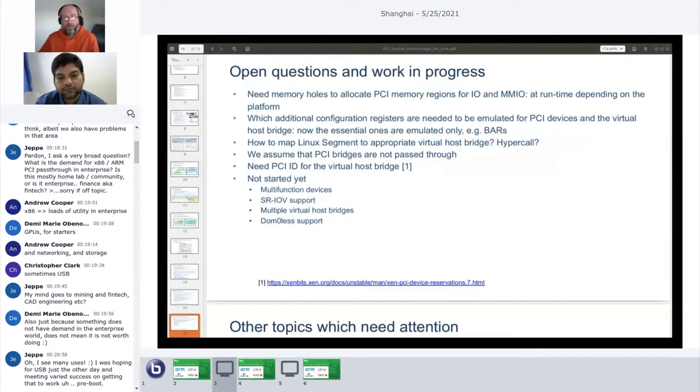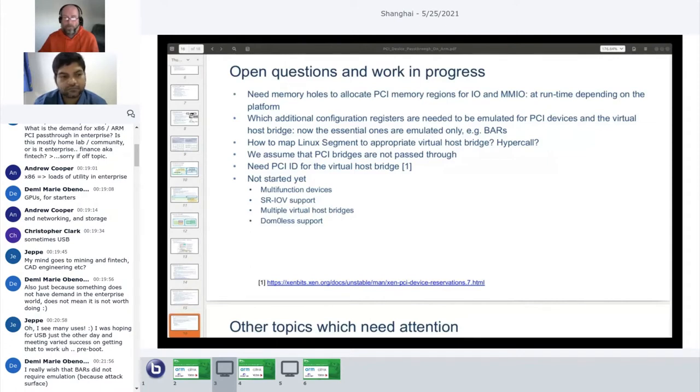Then I am not quite sure if this assumption actually is good or not, that we assume that PCI bridges are not passed through. So we only pass dedicated devices, individual devices. I think that matches with what I'd expect we do in x86. We certainly don't pass any through at the moment. Okay, great.